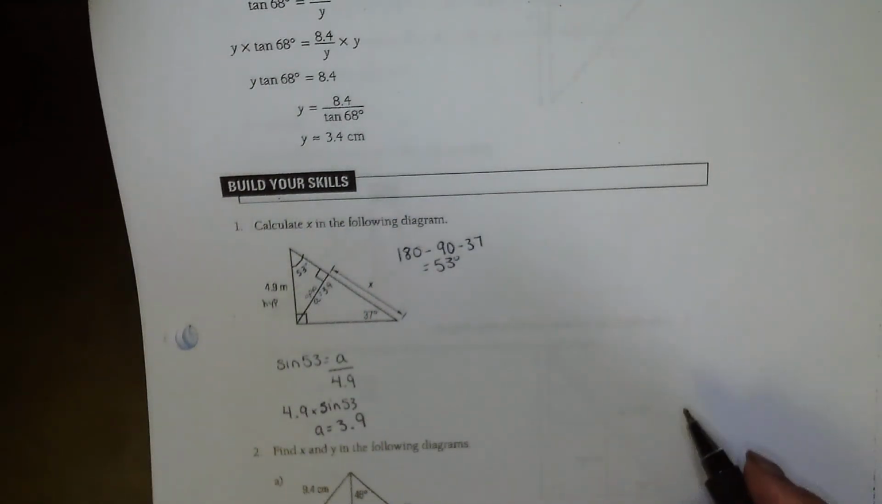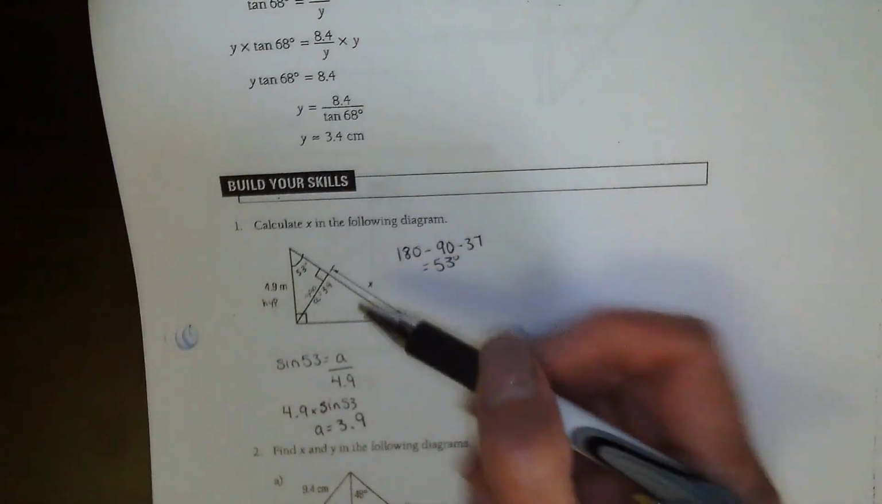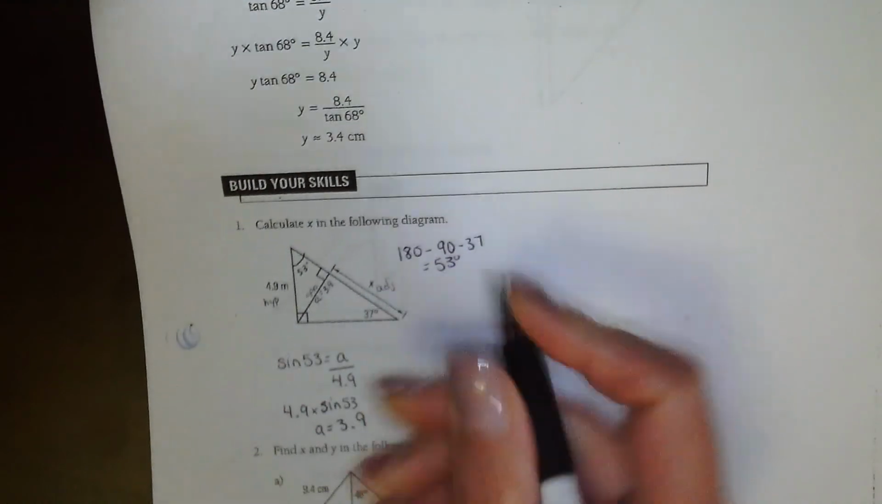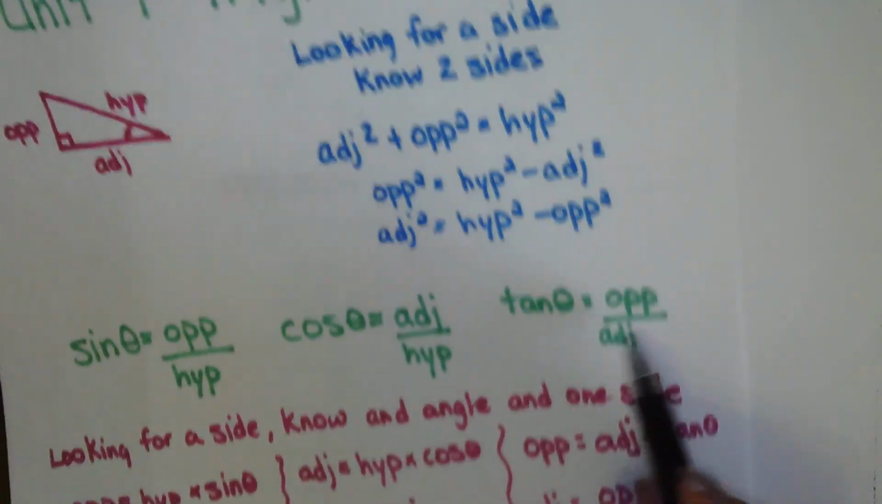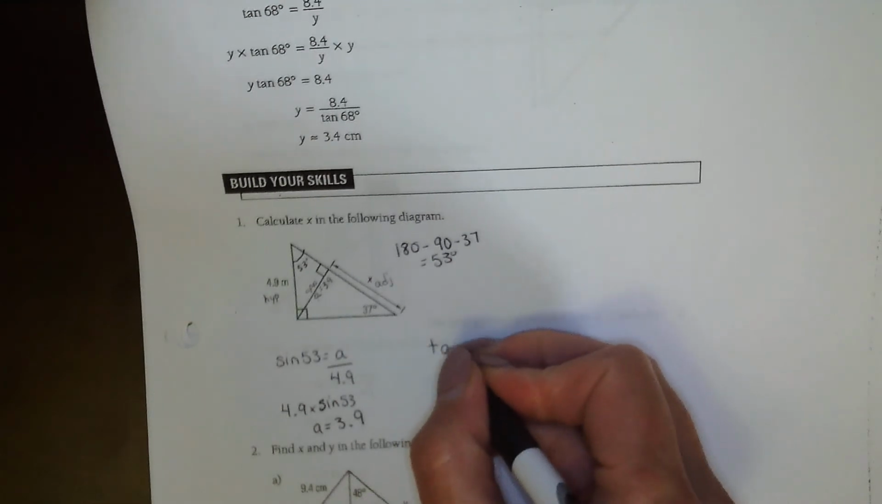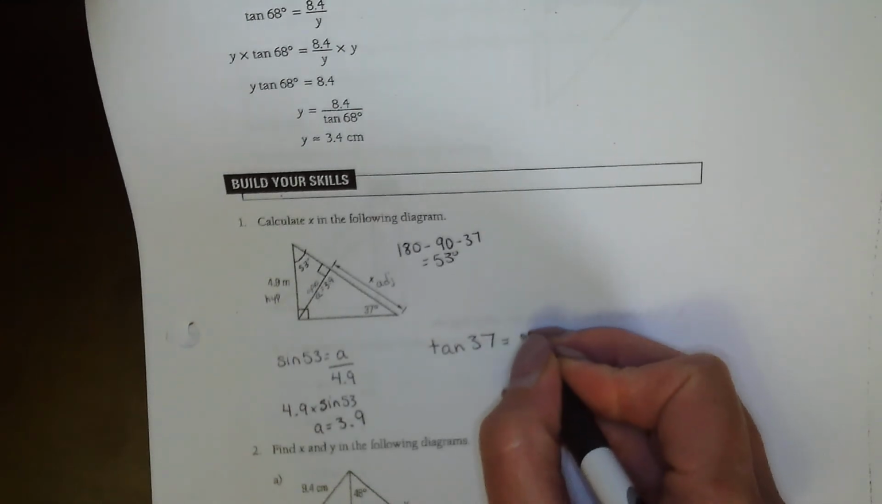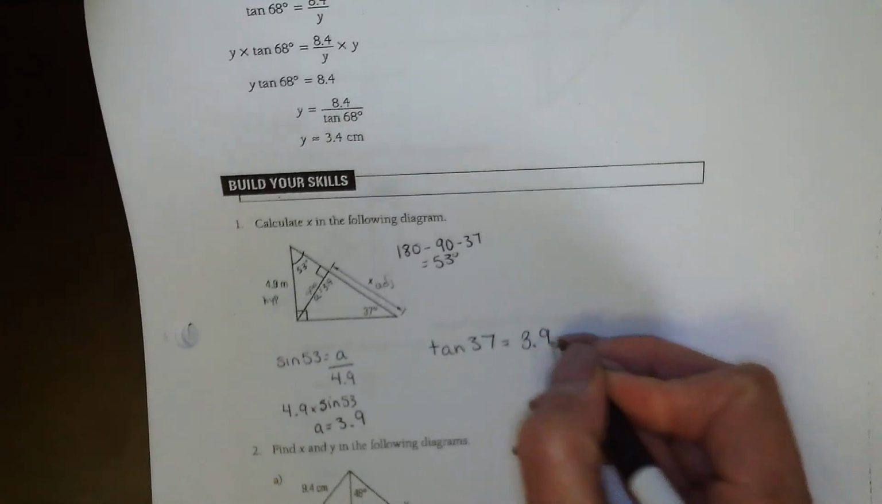So that's 3.9. Now I know a side in this triangle. I know an angle in this triangle. So now that side is still my opposite, but this side over here is my adjacent. So I'm going to now use the tangent ratio because that uses opposite and adjacent. So tan 37 is equal to my opposite over my adjacent, which is x.